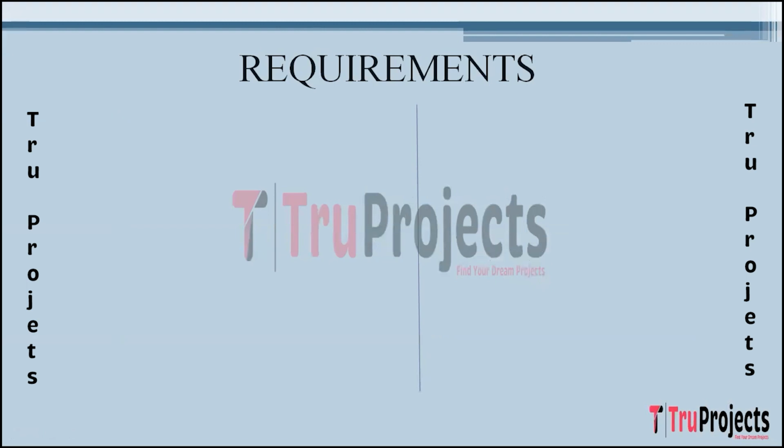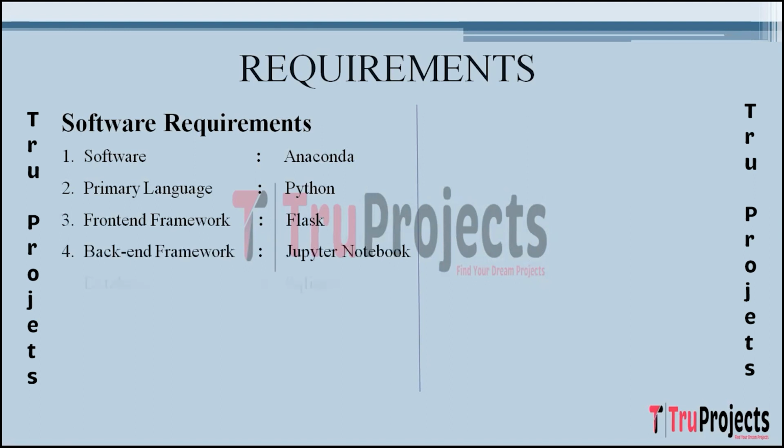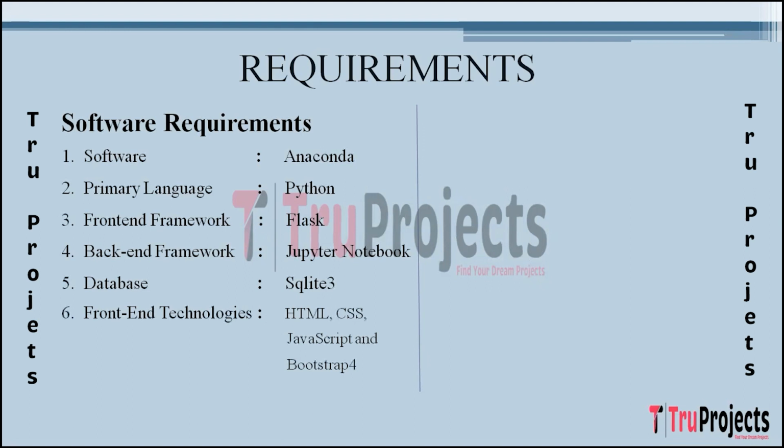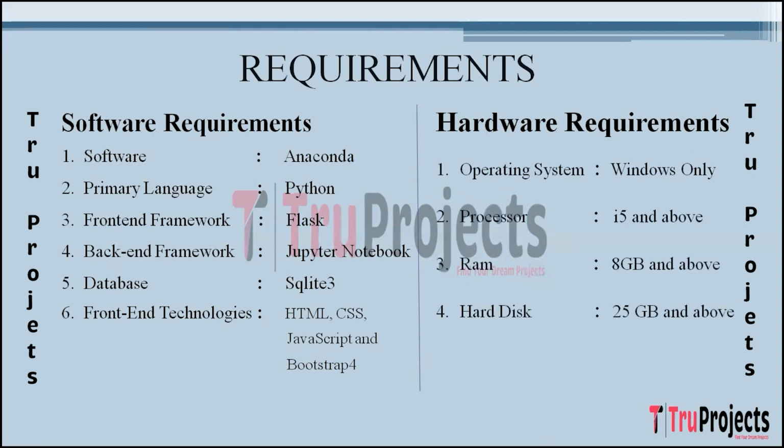Requirements needed to execute this project are software requirements. Software needed is Anaconda, primary language used is Python, front-end framework used is Flask, back-end framework used is Jupyter Notebook, database used is SQLite 3, and front-end technologies used are HTML, CSS, JavaScript, and Bootstrap 4. Hardware requirements needed are operating system of Windows, processor of i5 and above, RAM of 8GB and above, and hard disk of 25GB and above.